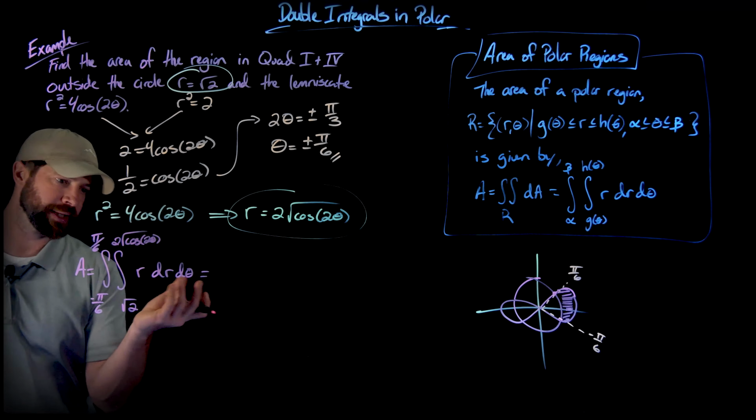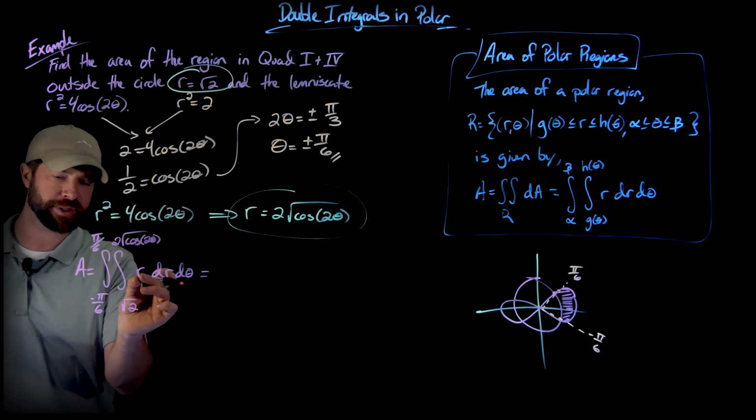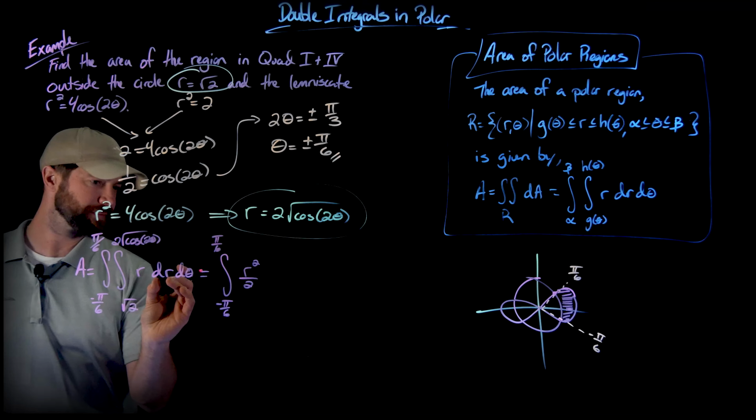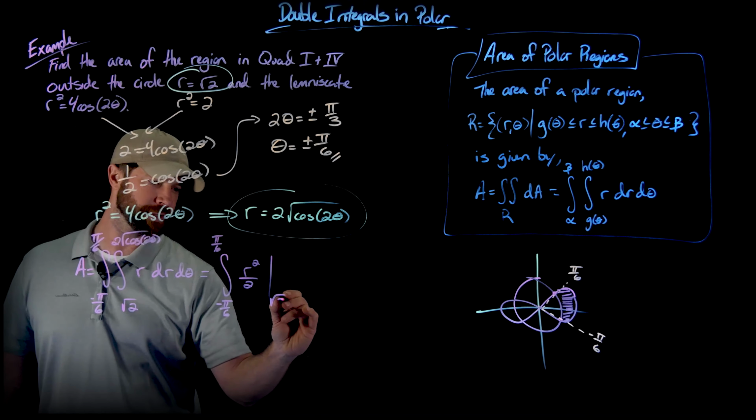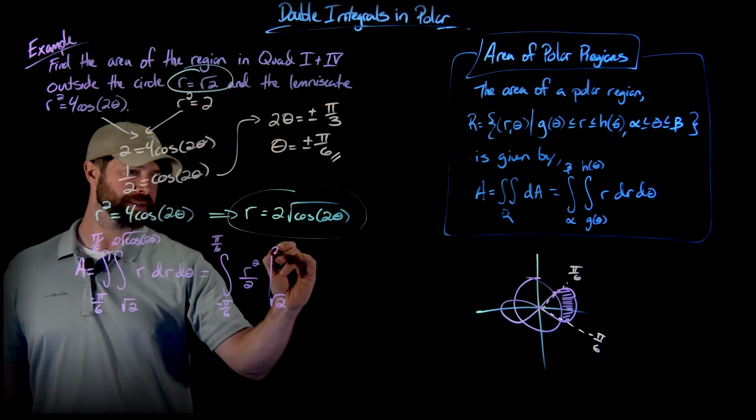Though what you'll find interesting is that r can now be thought of as this function, because it is a variable factor in terms of r right here. So now what I'm going to do is evaluate this first in terms of r. So I have negative pi over 6 to pi over 6, and I'm going to have r squared over 2. That's the integral of r in terms of r. And now I'm evaluating at these bounding functions, so square root of 2 and then 2 square root of cosine of 2 theta, d theta. And then I'll plug in my upper and my lower bound for that first integral.